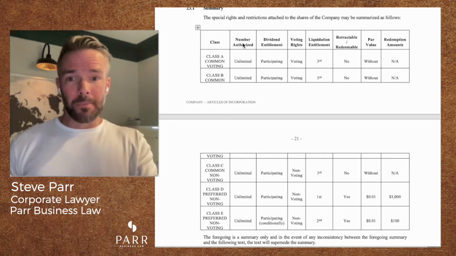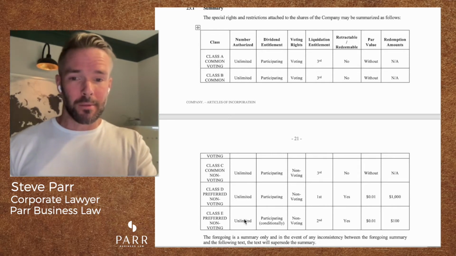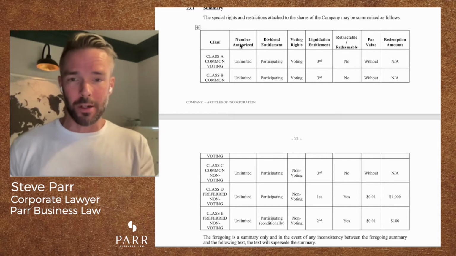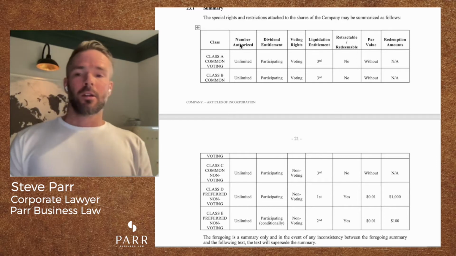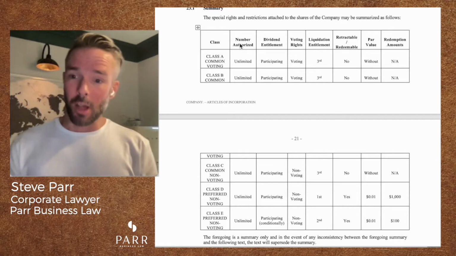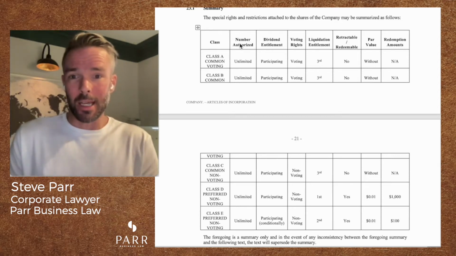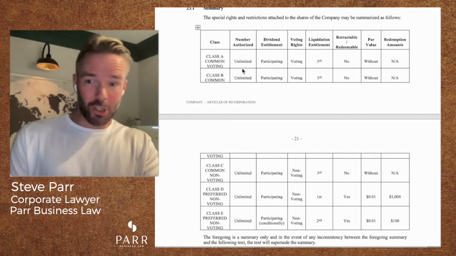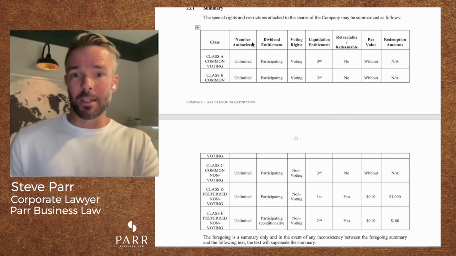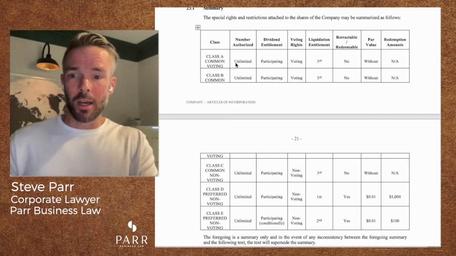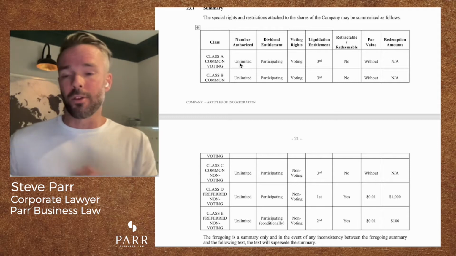So first of all, you'll see number. We have 5 classes of shares here, and all of them have an unlimited number of shares that can be issued. I see this problem a lot with clients that come to me who have incorporated their own companies. They have done things like they meant to issue themselves 50 shares, but they put in a total cap number of shares that they could issue to themselves as 50. So meaning that they're really hamstrung.